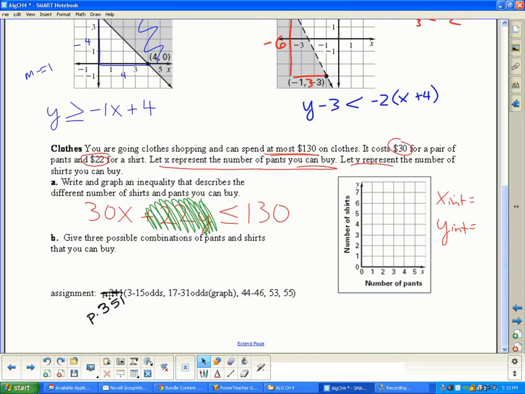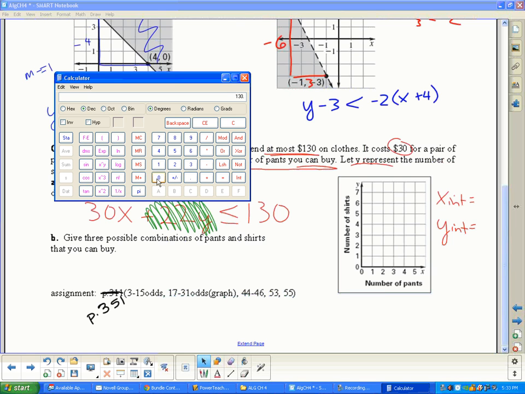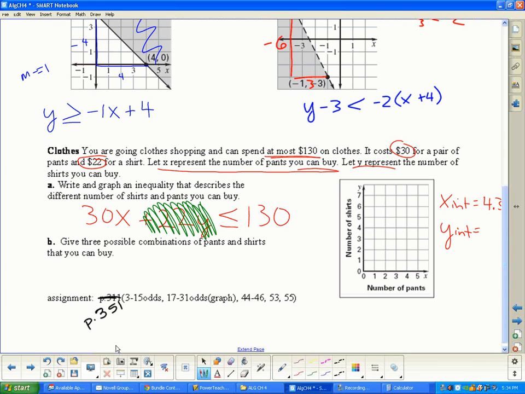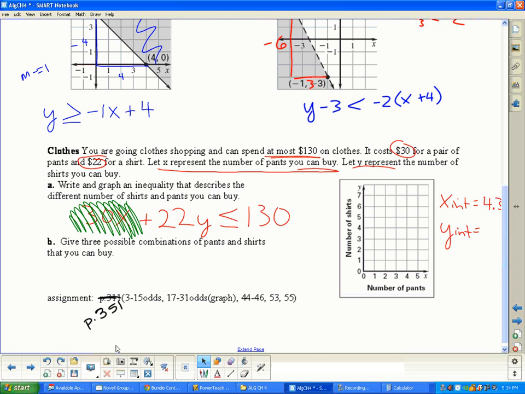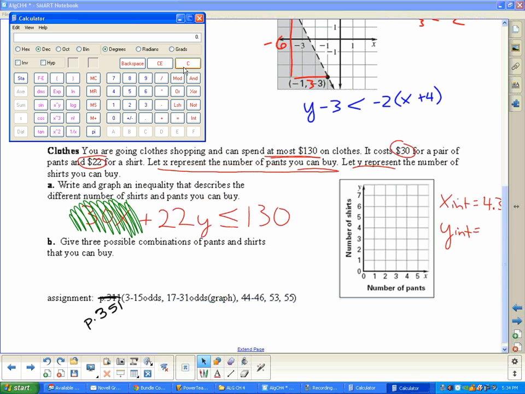So let's take a look at the y. So I'm going to cover up the x and solve for y. So 130 divided by 22, 5.909 repeating. So for this, it's going to be just fine to say about 5.9. So I'm going to graph those two things on there. So x is 4.3, so a little bit more than 4 on the x-axis. Y is 5.9, so just shy of 6 on here.